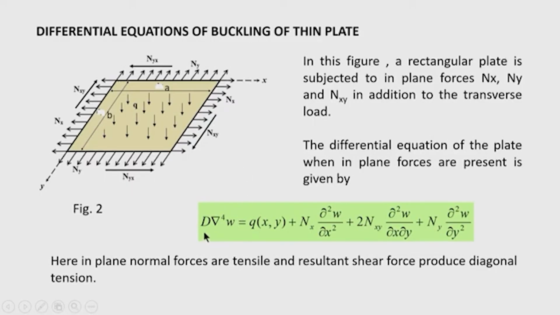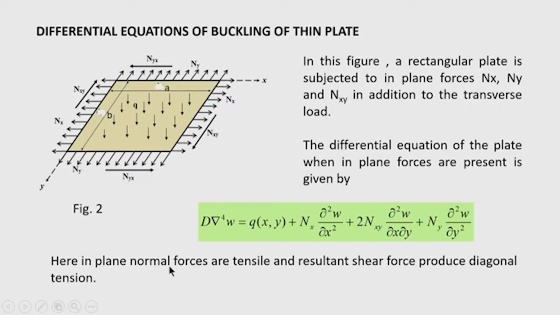Then we can write it as D del^4 w equal to q(x,y) plus Nx del^2 w/del x^2 plus 2 Nxy del^2 w/del x del y plus Ny del^2 w/del y^2. Now, here del^4 is the biharmonic operator that you know, and again I am telling it, it will be del^4/del x^4 plus 2 del^4/del x^2 del y^2 plus del^4/del y^4.